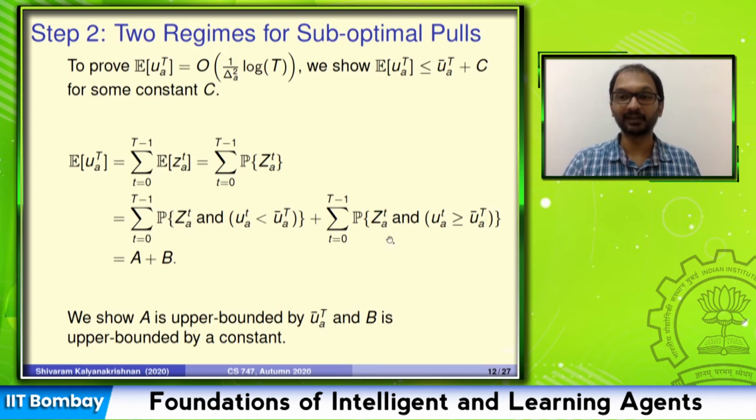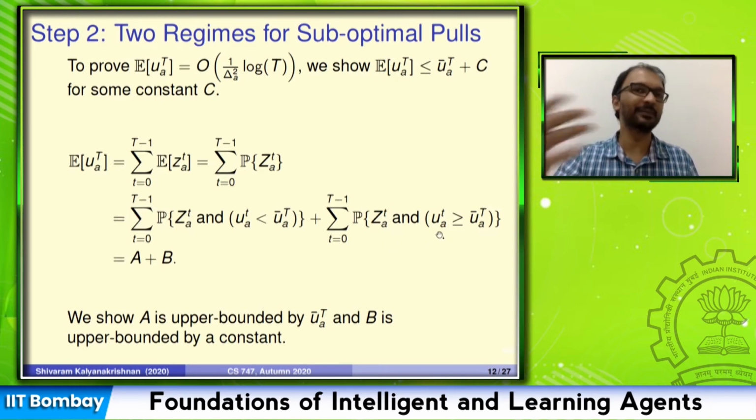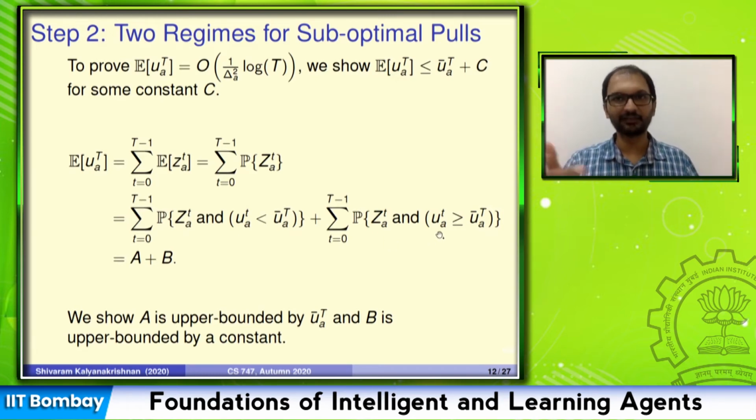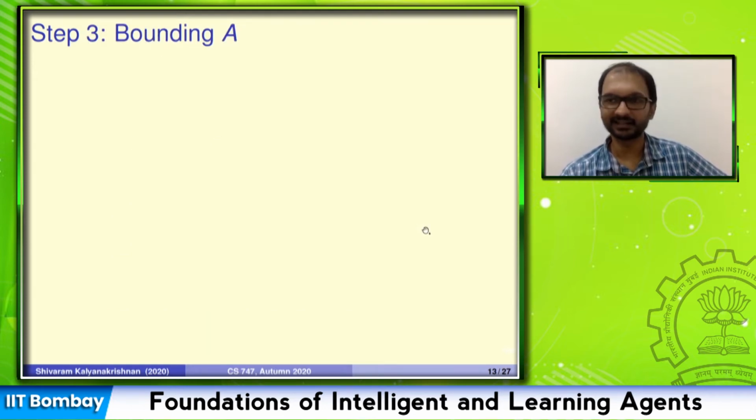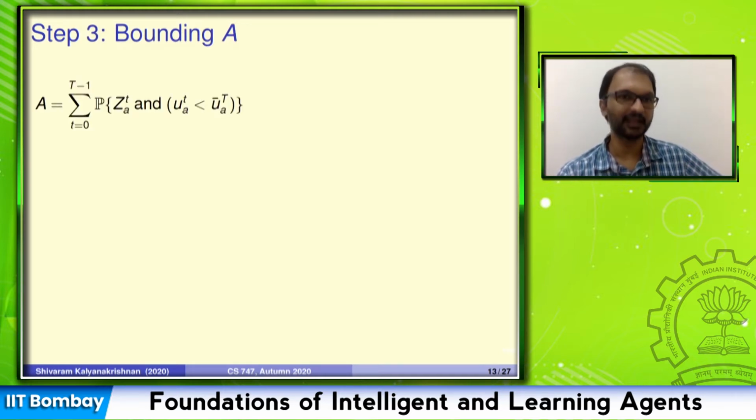The second term is when the arm has already been sampled enough times, enough being u bar Ta. In that regime, to show that you won't have too many pulls is really where the elements of UCB, Hoeffding's inequality, things like this come into the analysis. Okay, so we are bifurcating now into bounding A and bounding B, and let's say step 3 is that of bounding A.